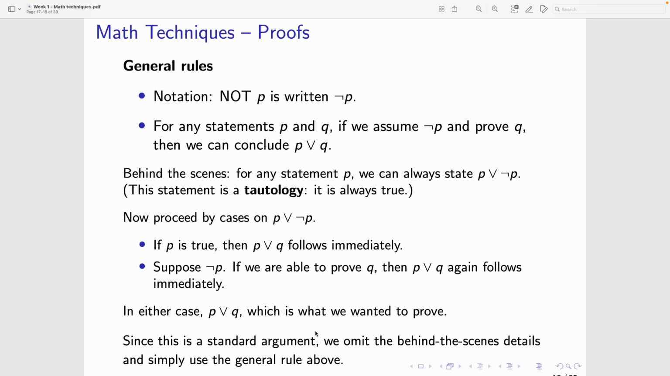Happy Friday, everyone. We're almost at the end of the first week. It's amazing. Today we're going to finish up all these math examples.